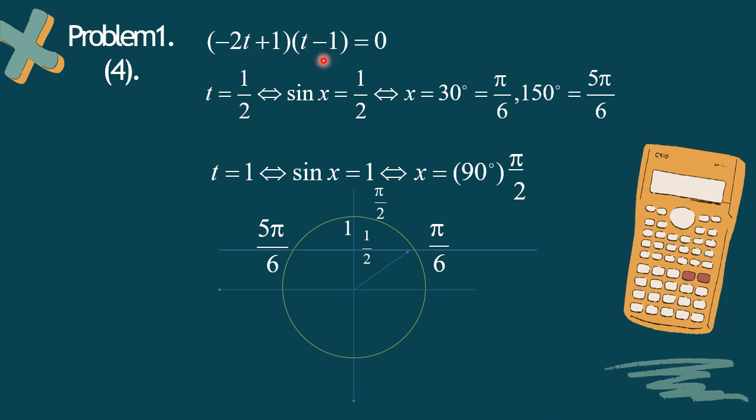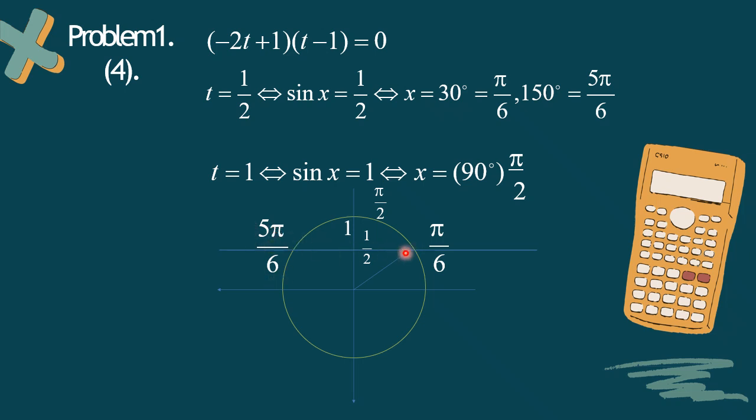So when it's coming to this, we can find the values of t. The first t is 1 over 2, a half. Since t is equal to sine x, we return it back, so sine x equals 1 over 2. And we know that for sine x equal to a half, we can have two angles. The first one is 30 degrees, which equals pi over 6, and the next one is 150 degrees, which equals 5 pi over 6.